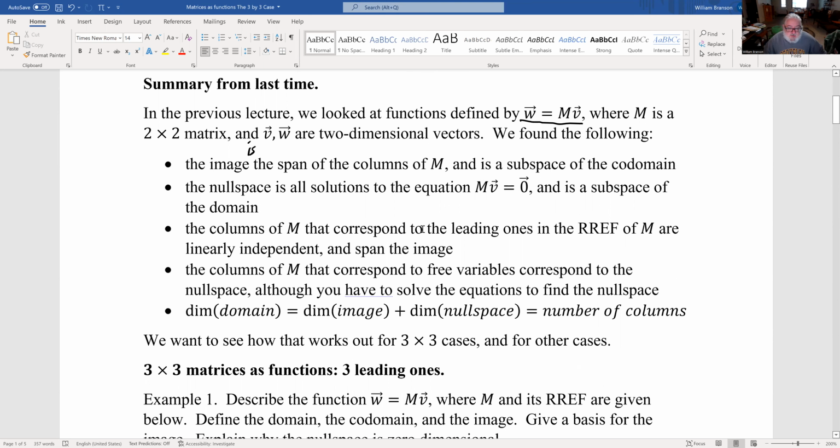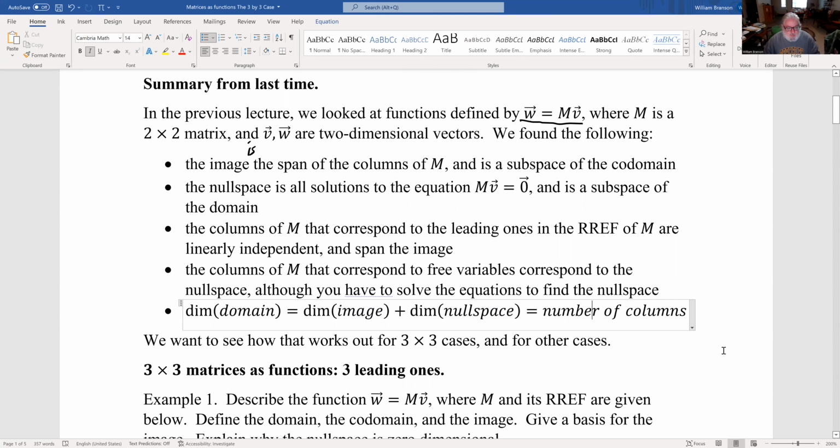The columns of M that correspond to the leading ones are linearly independent and span the image, so that's a basis for the image. The columns of M that correspond to free variables correspond to the null space, but you actually have to solve the equations to find the null space. And then finally, the dimension of the domain is the number of columns. Every column is either a leading one or a free variable. So the dimension of the image is the number of leading ones. The dimension of the null space is the number of free variables. And that adds up to the dimension of the domain.